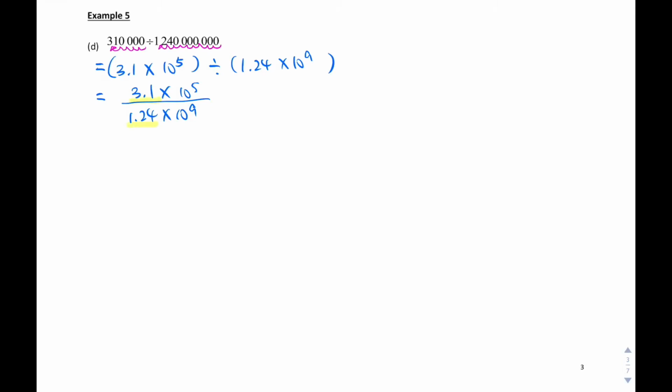Then we have 3.1 over 1.24. You get 2.5. And 10 to the power of 5 is divided by 10 to the power of 9. You have 10 to the power of 5 minus 9. So finally, this is 2.5 times 10 to the power of negative 4.